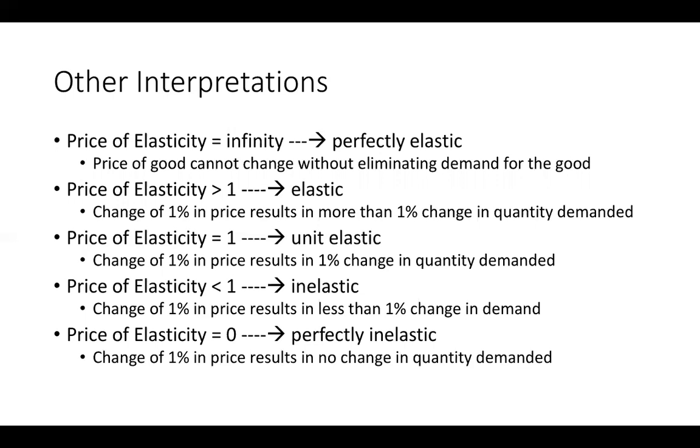And lastly, if the value comes out to be 0, then this means that a change in the price of the good will result in no change in the quantity demanded for that good. This is an example of a good that goes against the law of demand. So there are only a few instances of this, as you should remember from previous weeks. This is how you calculate and interpret the price elasticity of demand.